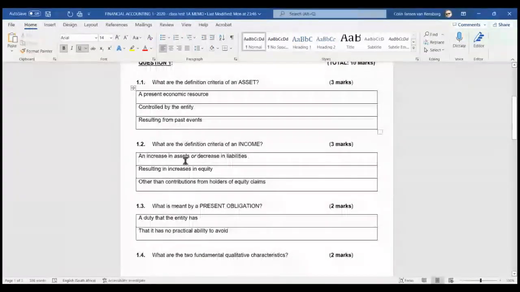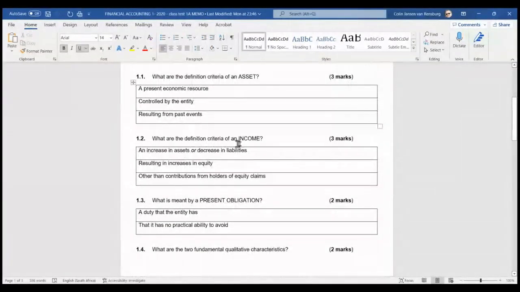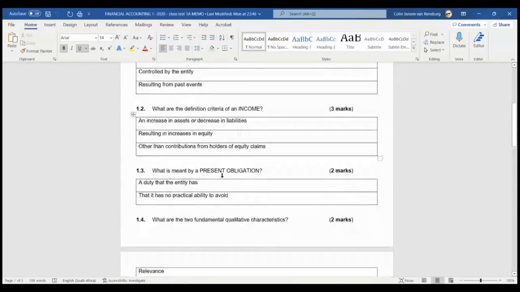The next question for this A version, what is the definition criteria of an income? The B version probably had what are the definition criteria of an expense, for example. And now we know it's an increase in assets in the case of an income or a decrease in liabilities, which then results in an increase in your equity, but that increase is not as a result of contributions from your owners or the owners of that business.